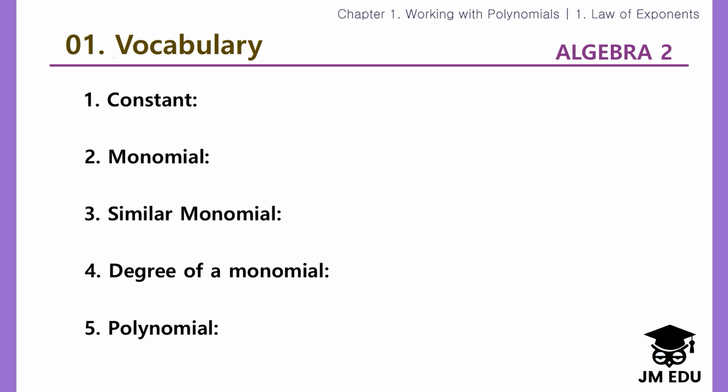Before we begin our first lesson, I'd like to check a few important vocabularies. Number 1, constant. Constant is just a number. It could be positive numbers, negative numbers, decimals, fractions. All of those numbers we call constant. For example, we could have 4, negative 5, fractions like 1/2, decimals like negative 0.5. All of these numbers are examples of constant.